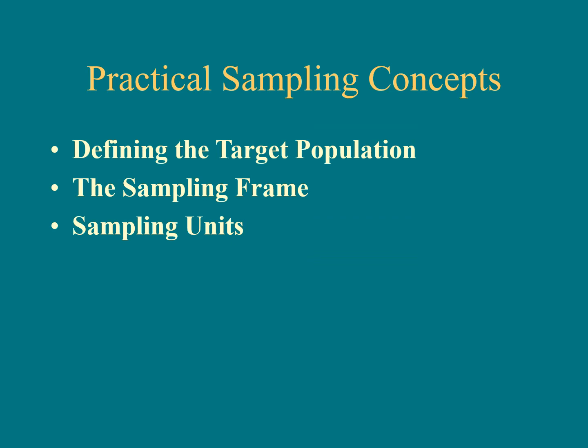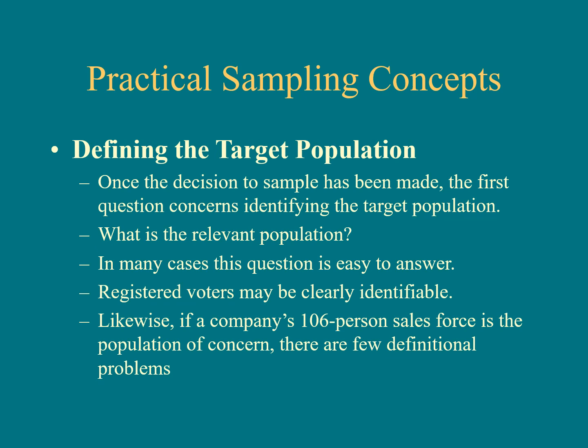Practical sampling concepts. In practical sampling concepts, we will discuss defining the target population, the sampling frame, and the sampling units. Defining the target population: once the decision to sample has been made, the first question concerns identifying the target population. What is the relevant population? In many cases, this question is easy to answer. Registered voters may be clearly identifiable. Likewise, if a company's 100% sales force is the population of concern, there are few definitional problems.